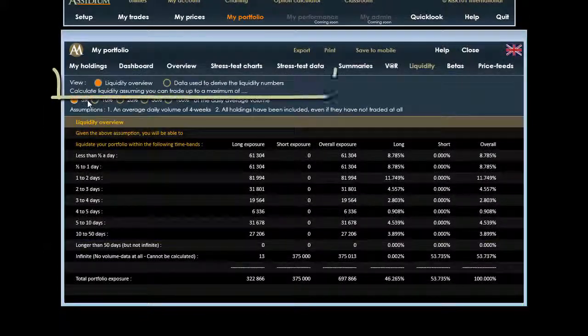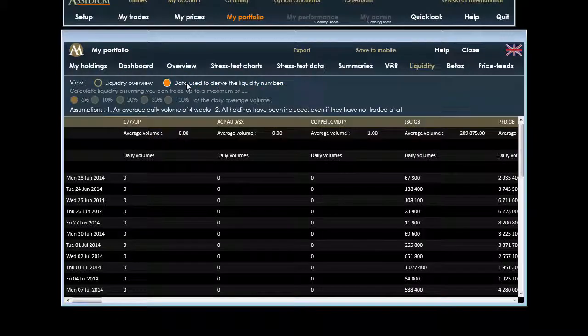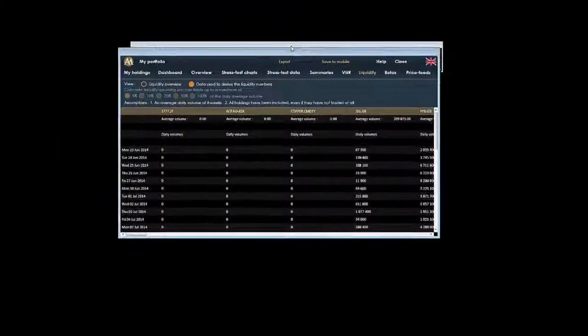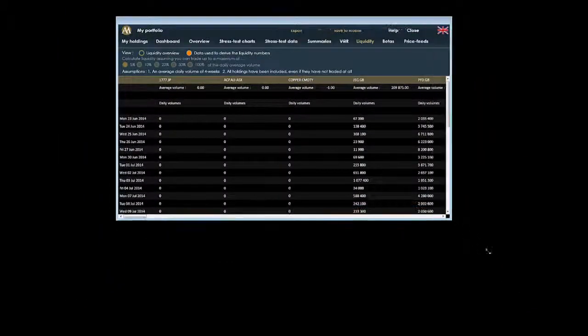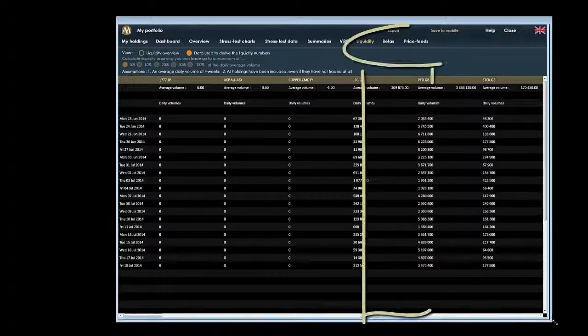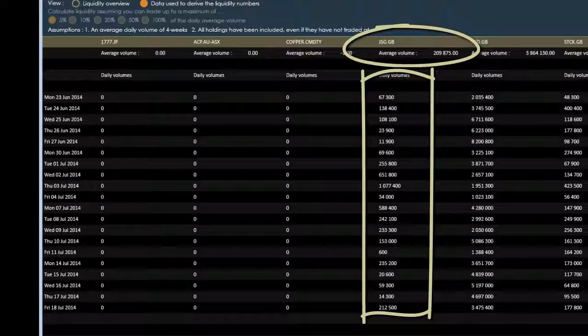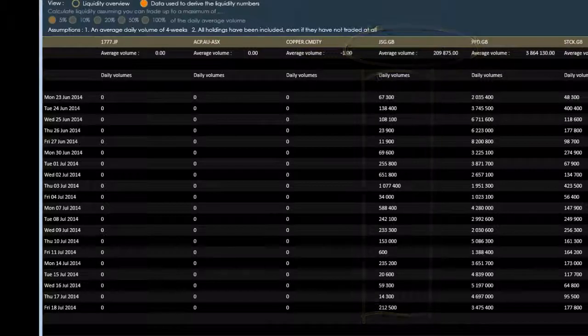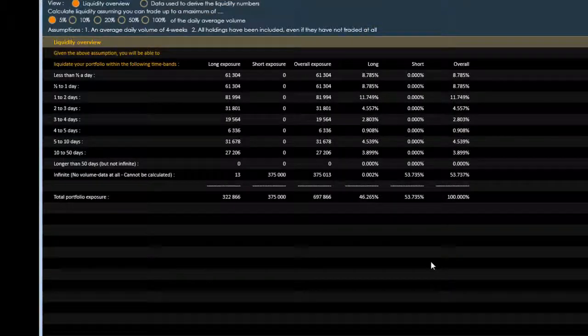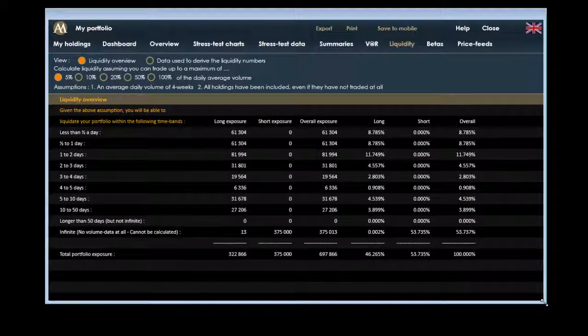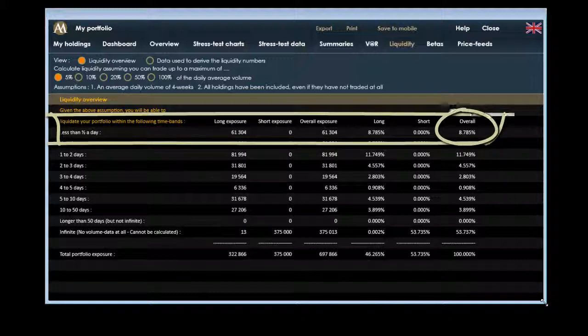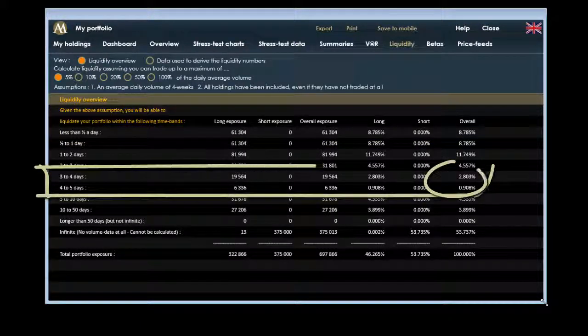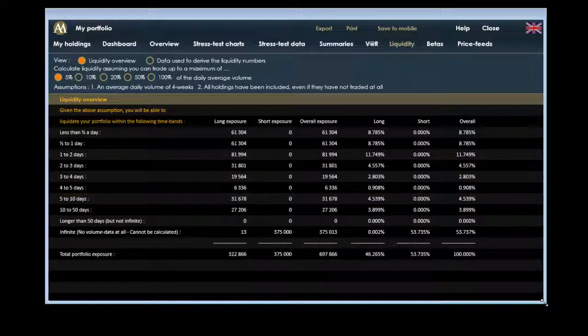Toggle the buttons at the top to choose between the liquidity overview and the detailed security data, which shows you the actual volumes that were traded for every share as reported by your data supplier, and the resultant average volume over the period that you selected in the setup screen. The liquidity overview shows you the percentage of your portfolio that you would be able to trade out of in half a day, 1 day, in a week, etc. The percentages are discrete, not cumulative.